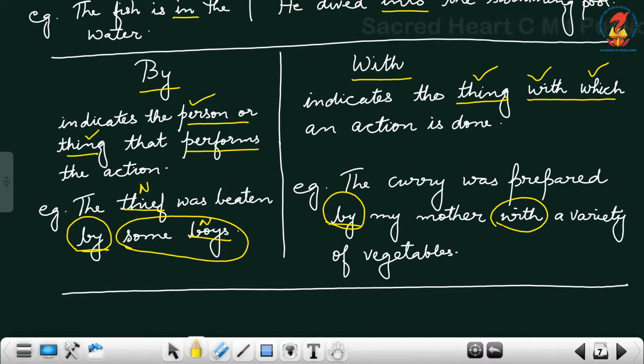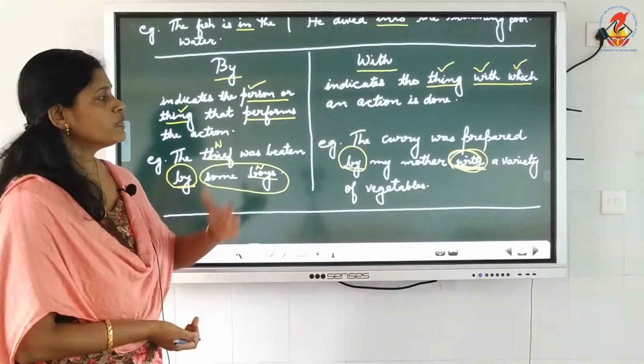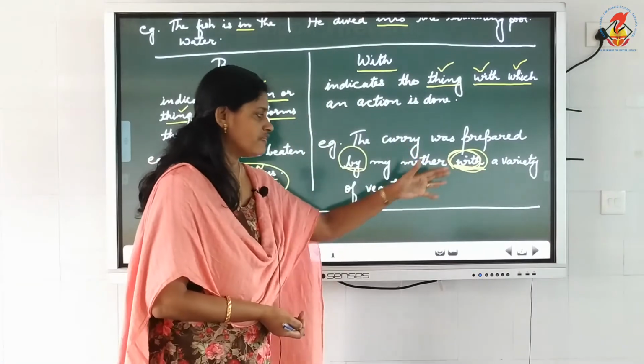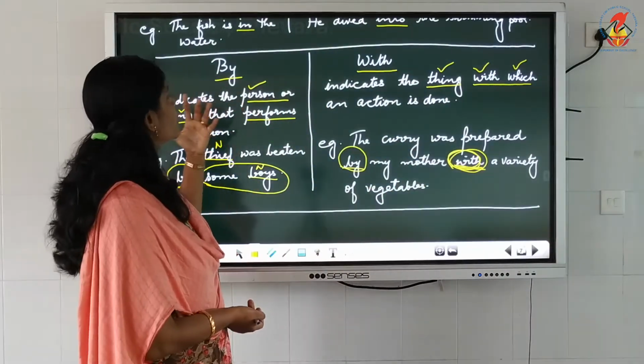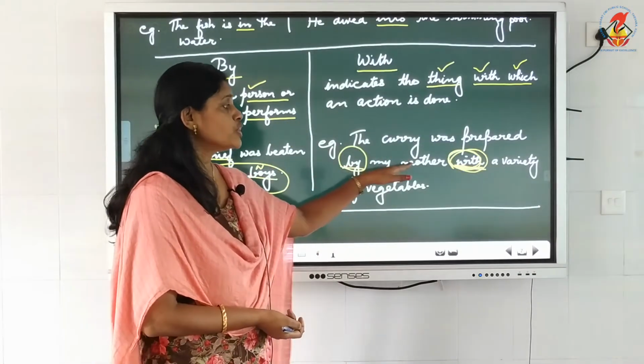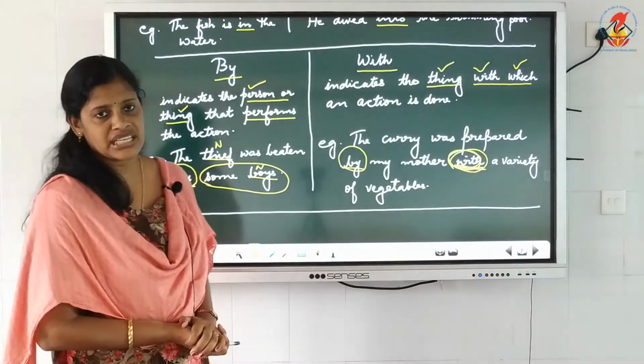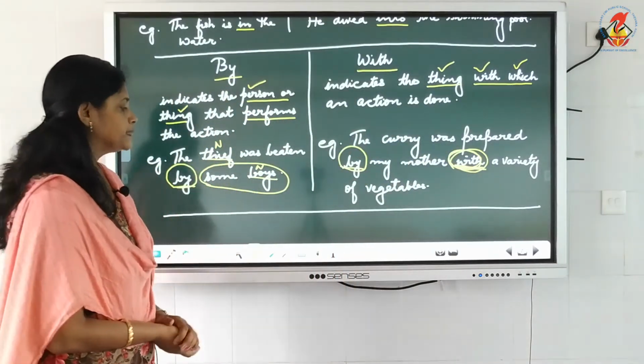And here the word with shows a variety of vegetables. The word with means, with what did she make this? She made it with a variety of vegetables. So with what was the action done? With vegetables it was completed. Here, who performed the action? My mother. So the word by shows who is doing the action. The word with shows with what the action is completed. Is it clear?